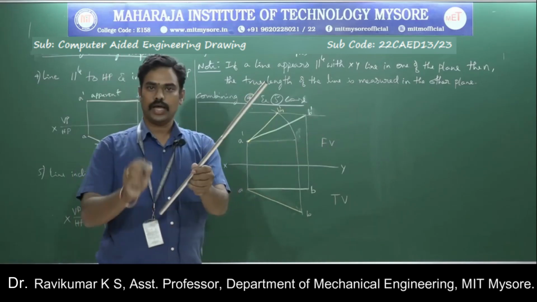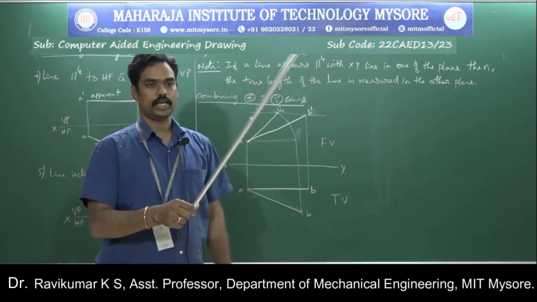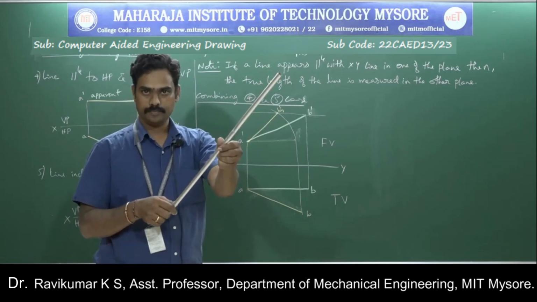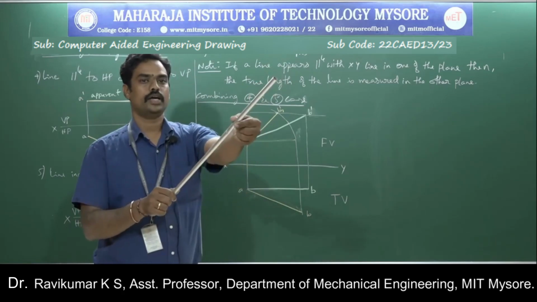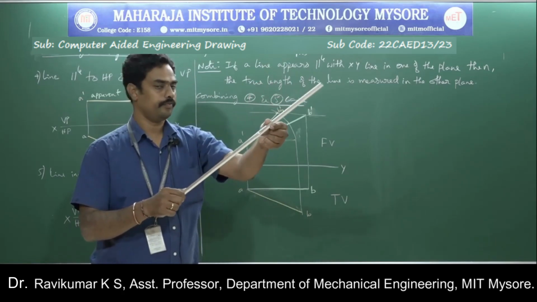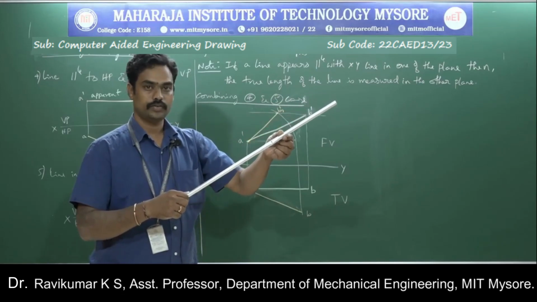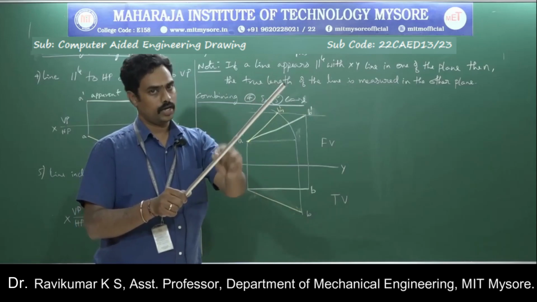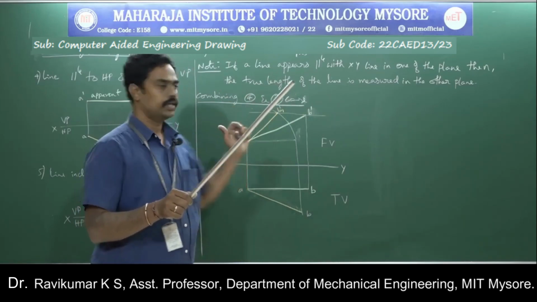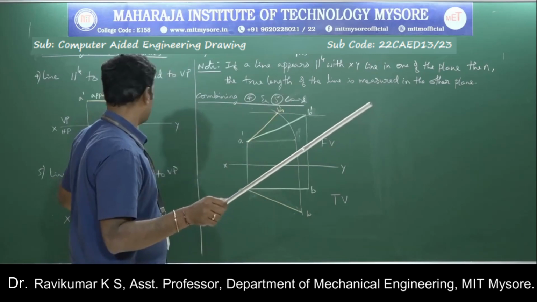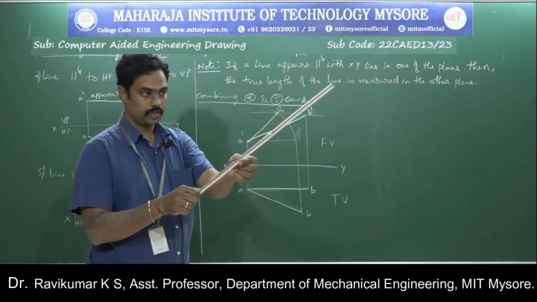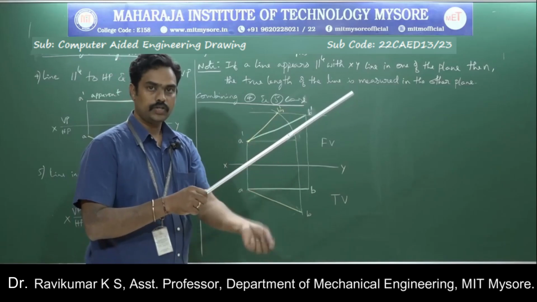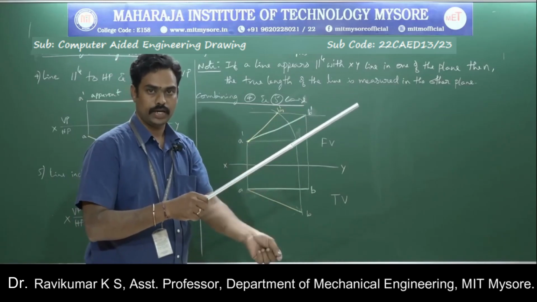I will start with a line inclined to both the planes. This is the line inclined to both the planes. It is inclined with VP as well as inclined with HP. Now I will take off the inclination with respect to VP. From this condition, I will convert it into one of the cases, either 4 or 5. Now I am taking off the inclination with respect to VP like this. Now it is parallel to VP and inclined to HP.